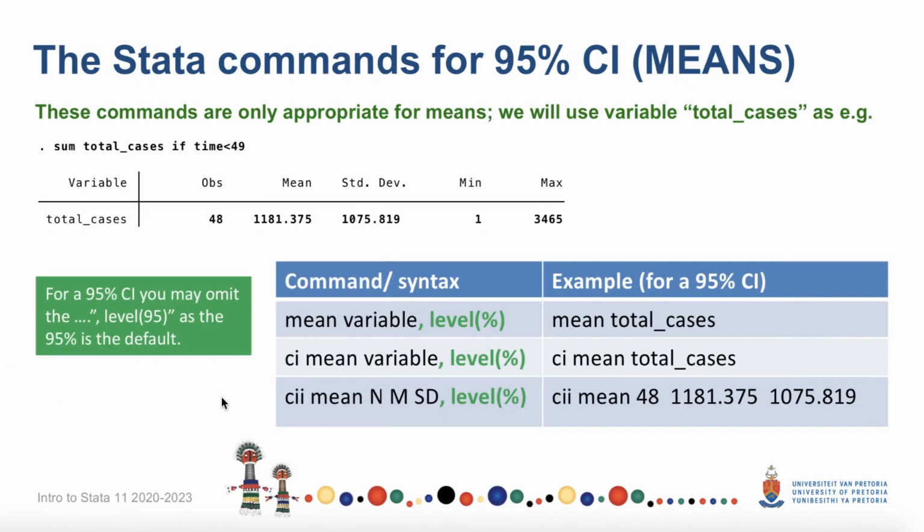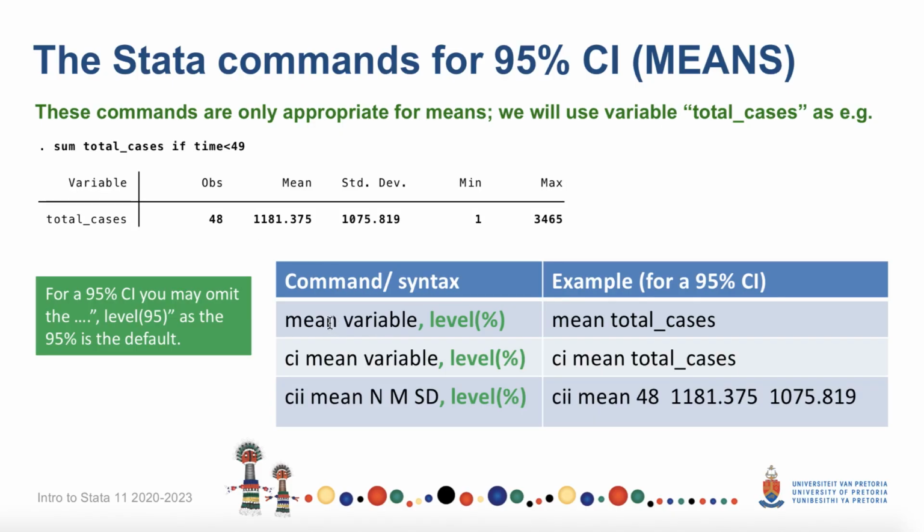Now, here are the commands when we use Stata. Again, I just remind you, I've got if time is less than 49 up here, because in this case, I wanted to only include the first 48 observations in my data set. And these are the summary measures that I have. I'll explain a little bit later why these become important.